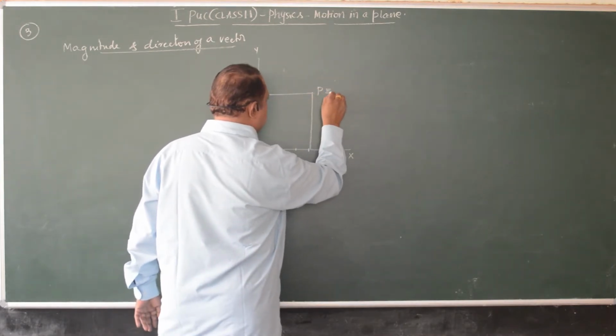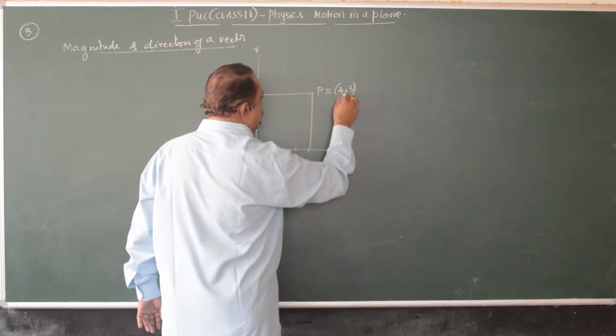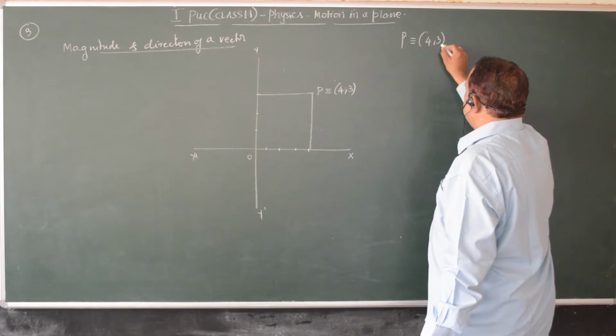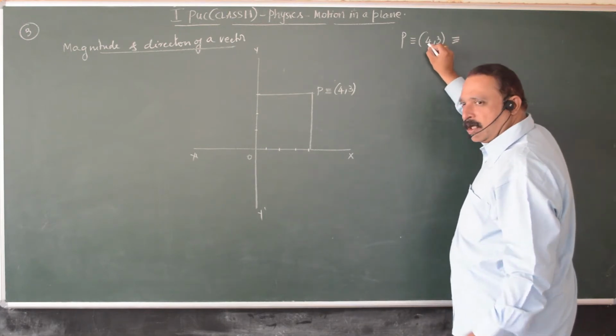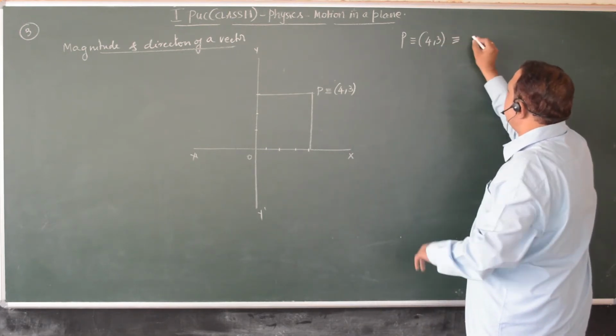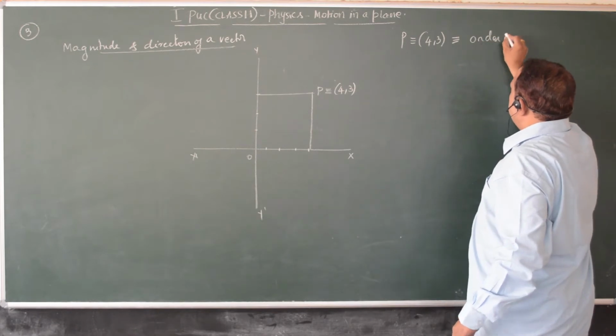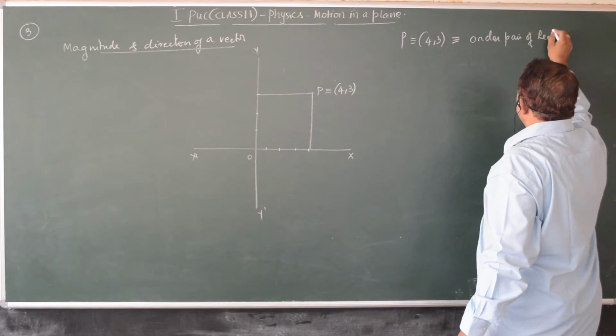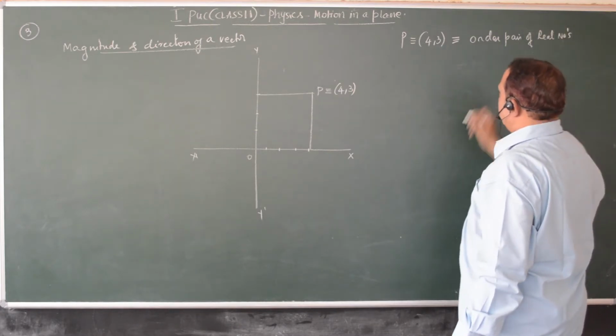Let me call this point P, which is (4, 3). Now what is P equals (4, 3)? It is just a pair of numbers with an order, that 4 comes first, 3 comes next. So it is called an ordered pair of real numbers.